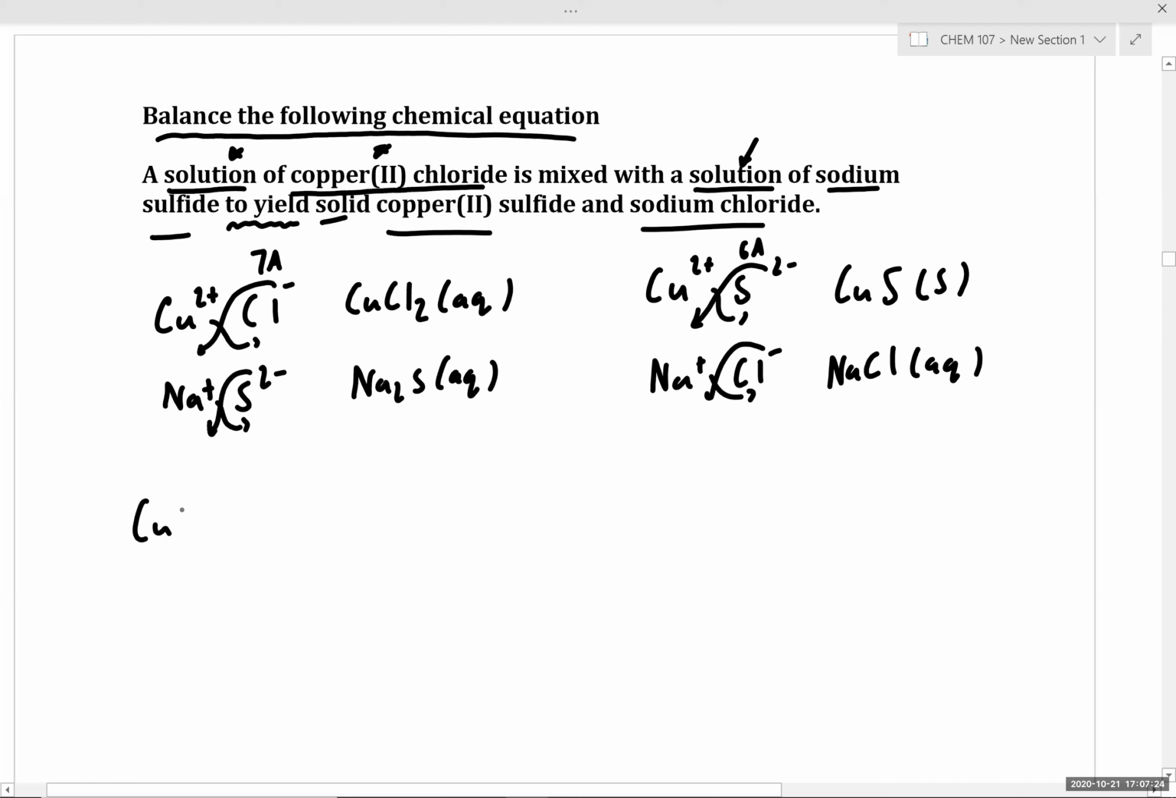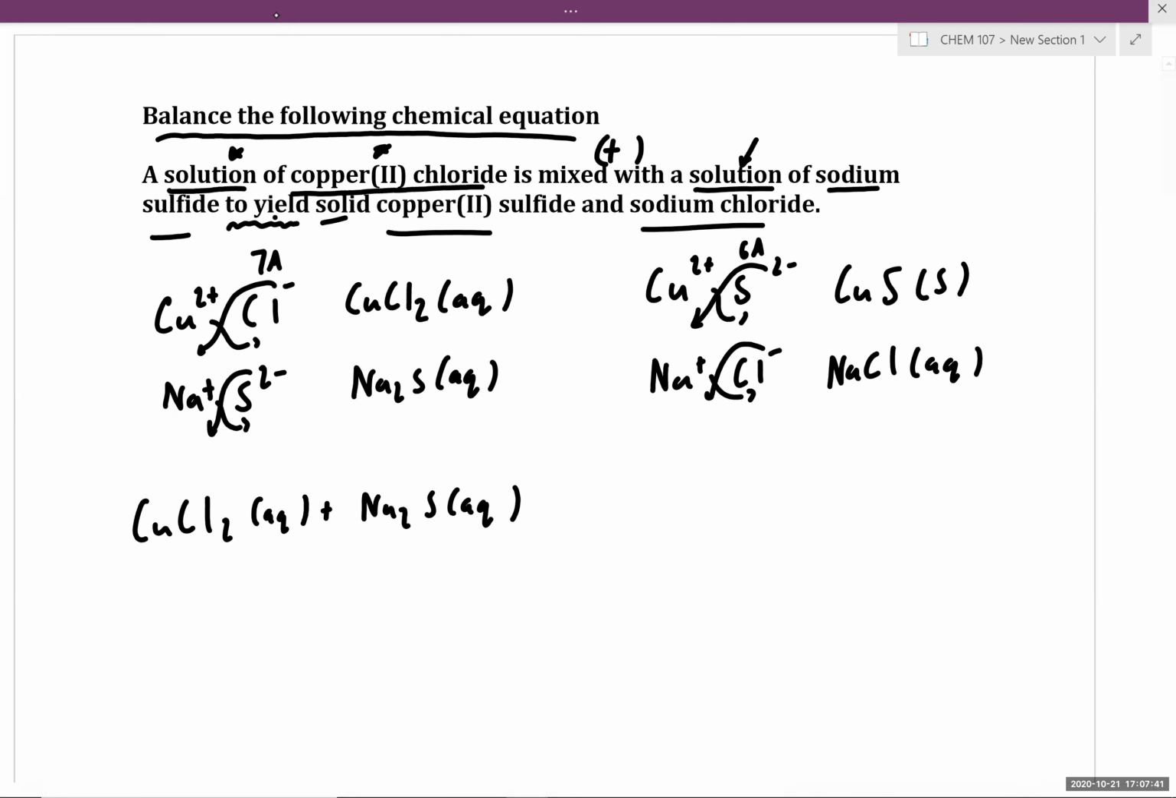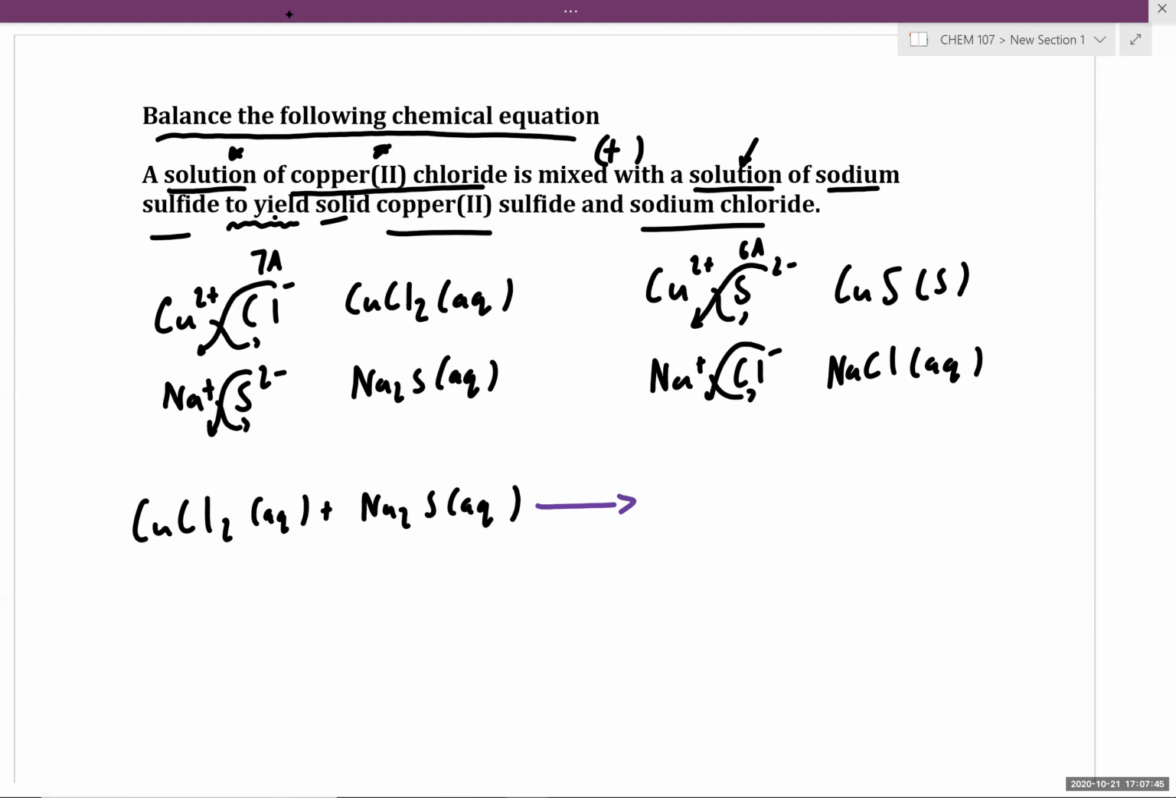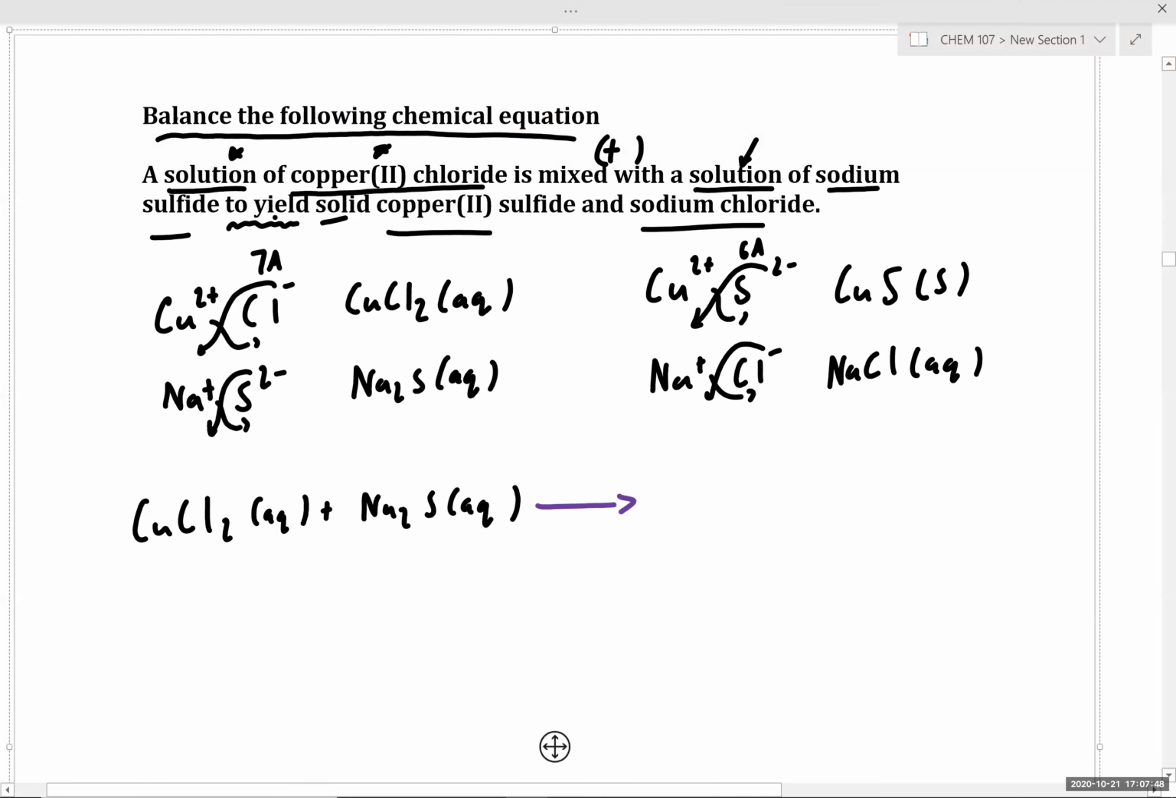Next, now that we have our proposed formulas, copper chloride is mixed with, so that tells us to put a plus sign, sodium sulfide. To yield tells us that we need to write a reaction arrow. And then our products are copper sulfide and sodium chloride.